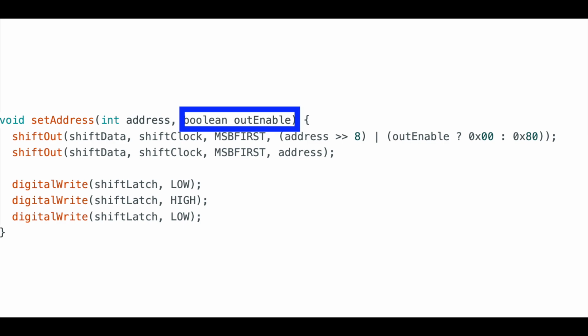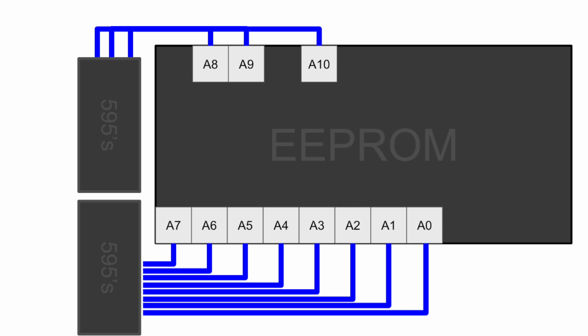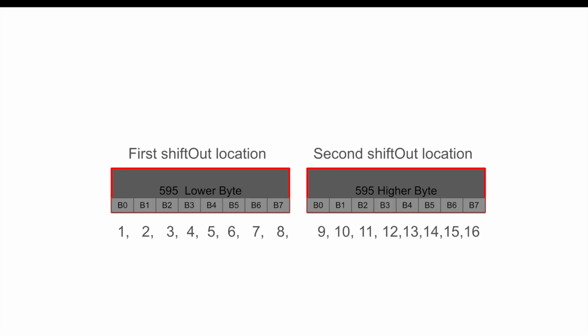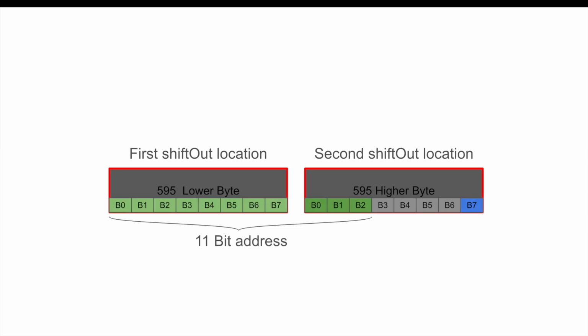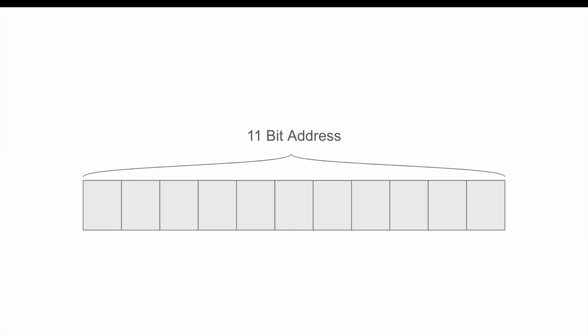To shift out these bits, the shiftout function is used, which will shift the data to the 2 595s, which will then be connected to the EEPROM. Though the 2 595s together can control 16 bits, only 12 are needed, 11 for the address, and 1 to determine read-write. The first 8 bytes that are shifted out, which will eventually finish on the low byte, contain the last 3 bits of the 11-bit address.